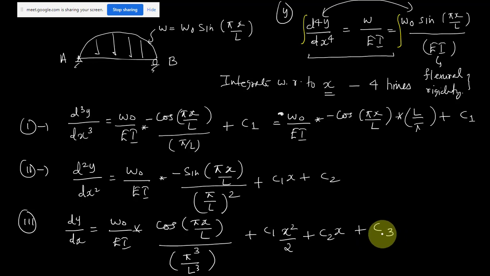I told you that sometimes there may be two or more constants of integration. In this case we have to do one more integration, and only then will we get the equation for y. I think this step is clear, there is no confusion. Minus sine of pi x by l, what is the integral? The derivative of cos is minus sine, so the integral of minus sine is cos. So cos of pi x by L divided by pi by L, so it will become pi cube by L cube, plus c1 x square by 2 plus c2 x plus the third constant of integration.